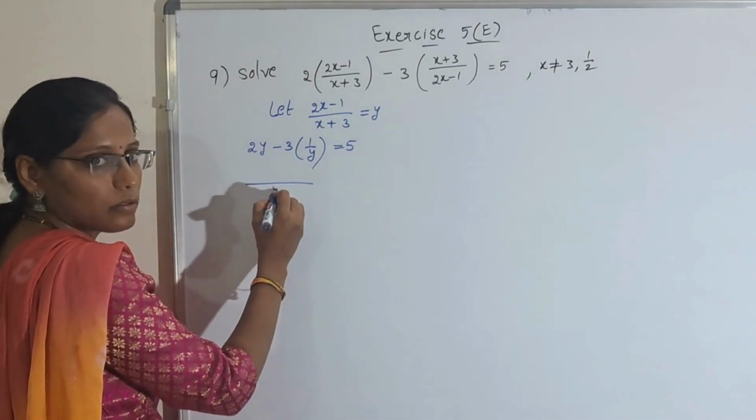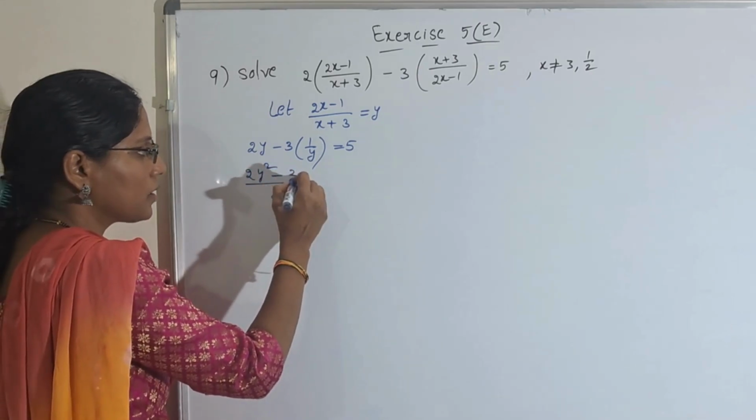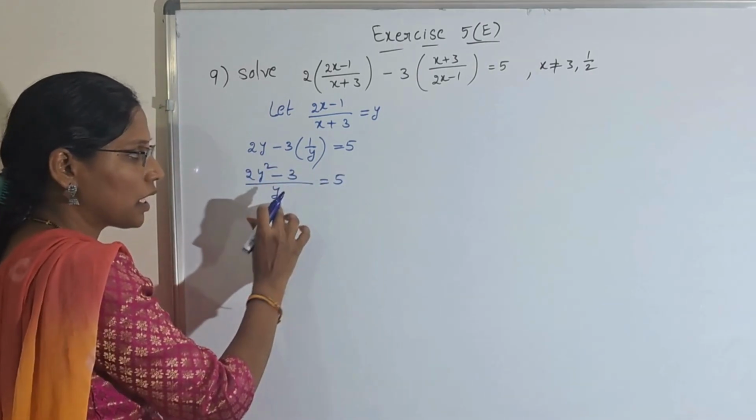Here LCM we have to take, y is the LCM. Here 2y square minus 3 equal to 5. Cross multiplication.